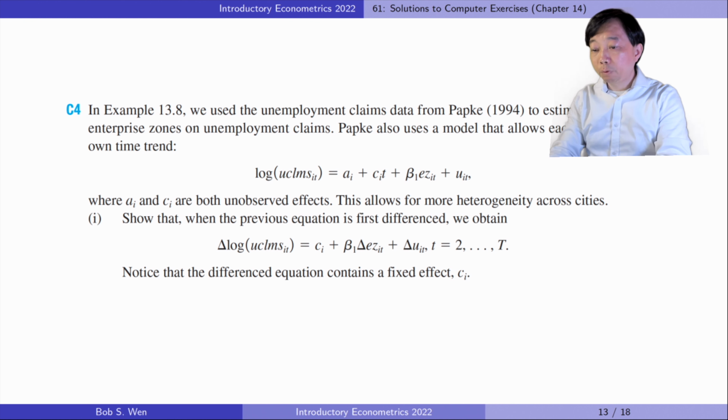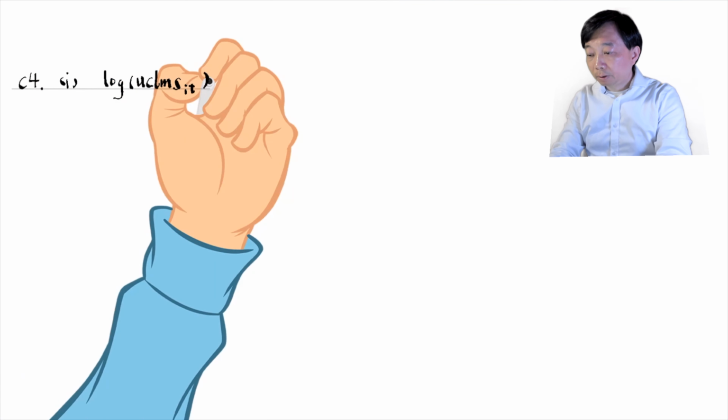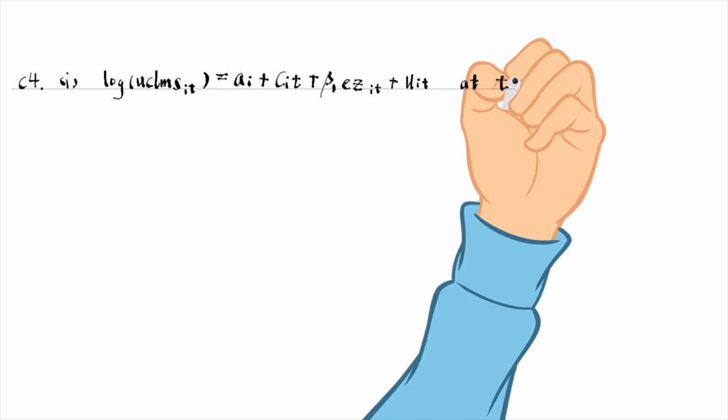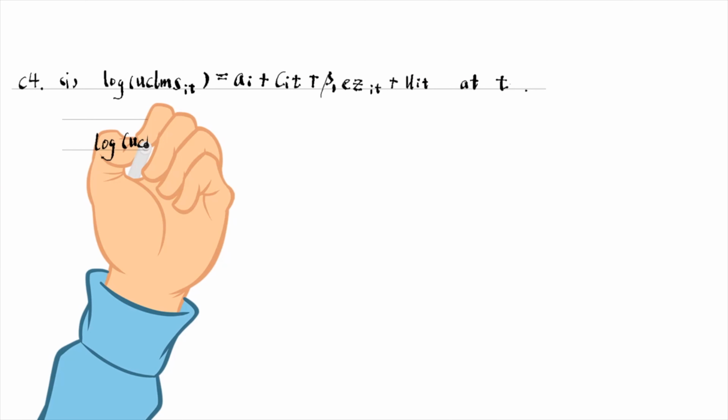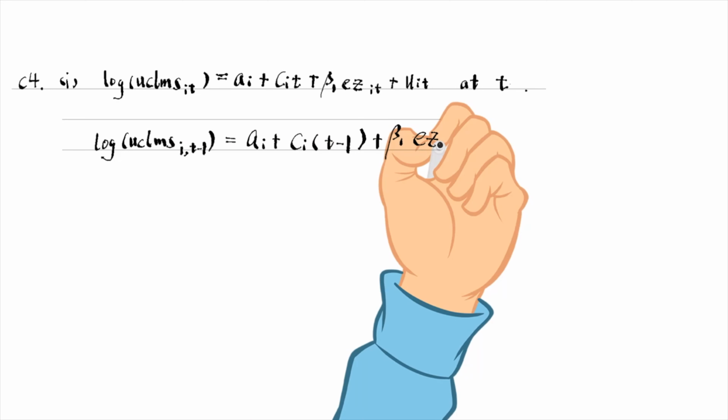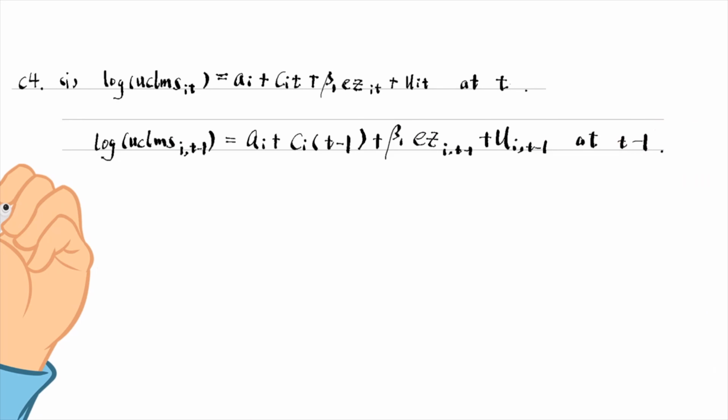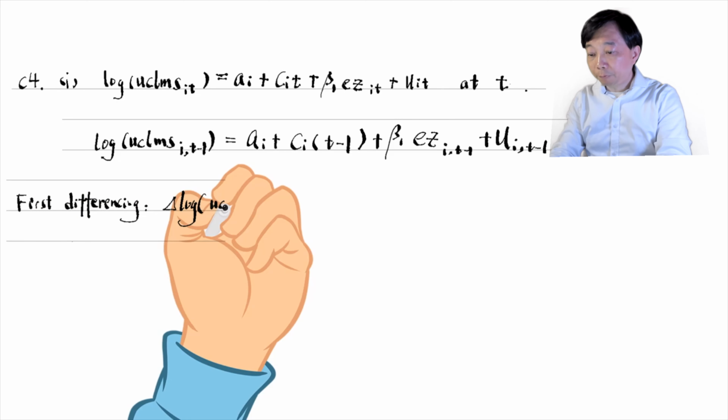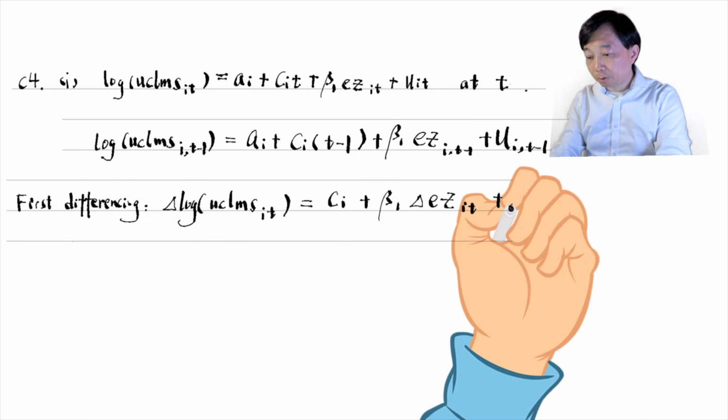In part 1, we will show that when the previous equation is first differenced, we obtain the following equation. Notice that the differenced equation contains a fixed effect, c_i. We can write down the equation at time t and t minus 1. The first differencing leads to the result.